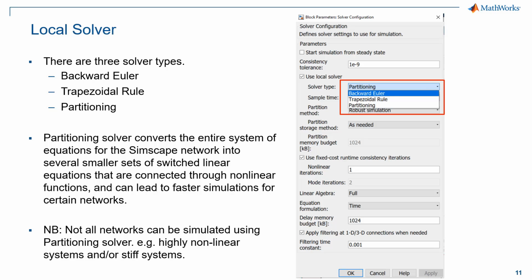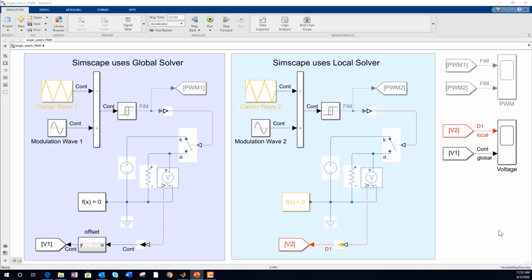Instead of me talking about solver selection, I should show you in action. So let me bring up an example model. In this model, I have a simple DC circuit with an ideal switch, feeding a resistive load. The switch is controlled through pulse width modulation with a carrier frequency of 5 kHz and a modulation wave of 60 Hz. There are two versions of the circuit.